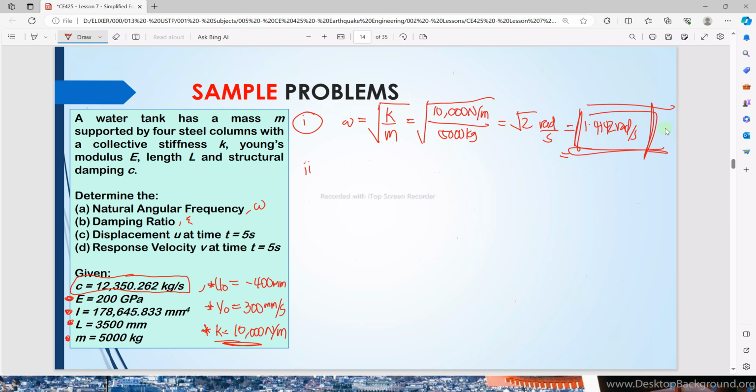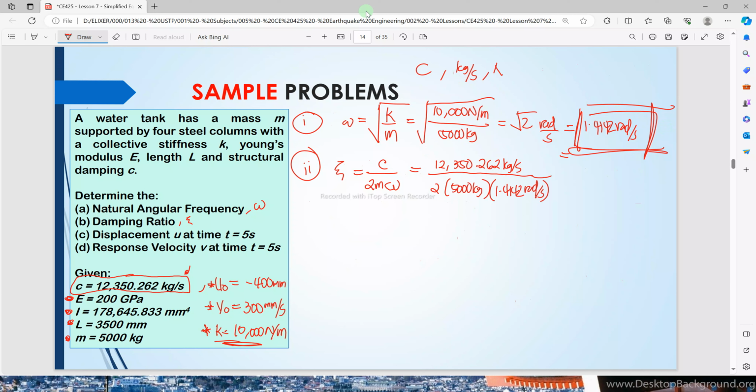Next, you are asked to find what? The damping ratio. The damping ratio is just equal to the damping coefficient C over the critical damping 2m omega. So we have our C here, that is equal to 12,350.262 kilograms per second, over 2 times the mass of 5,000 kilograms times the omega of 1.4142 radians per second. Take note that the unit of our C in SI is kilograms per second, or it can also be written as Newton seconds per meter.